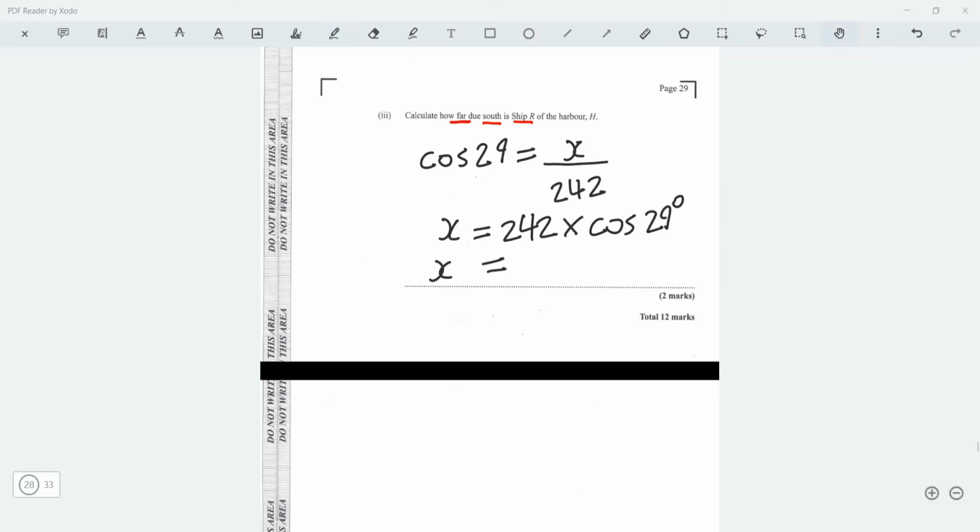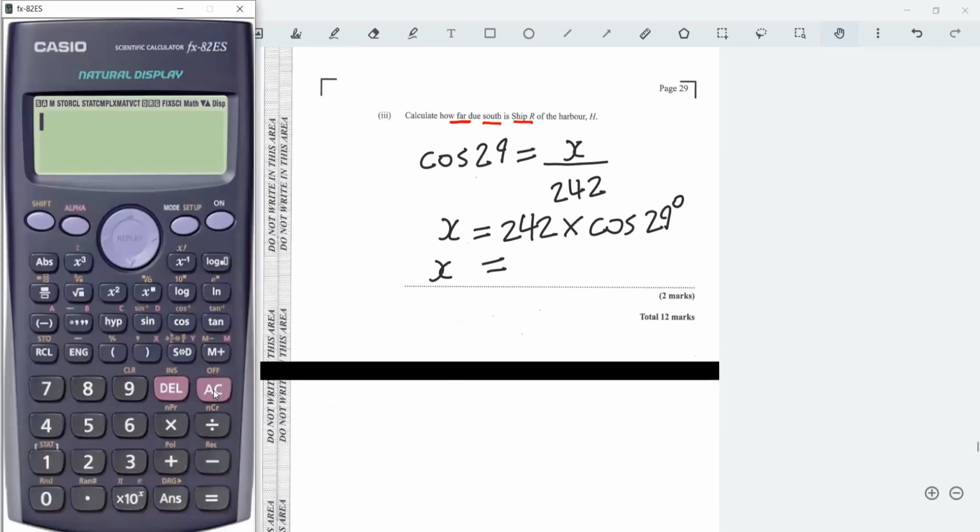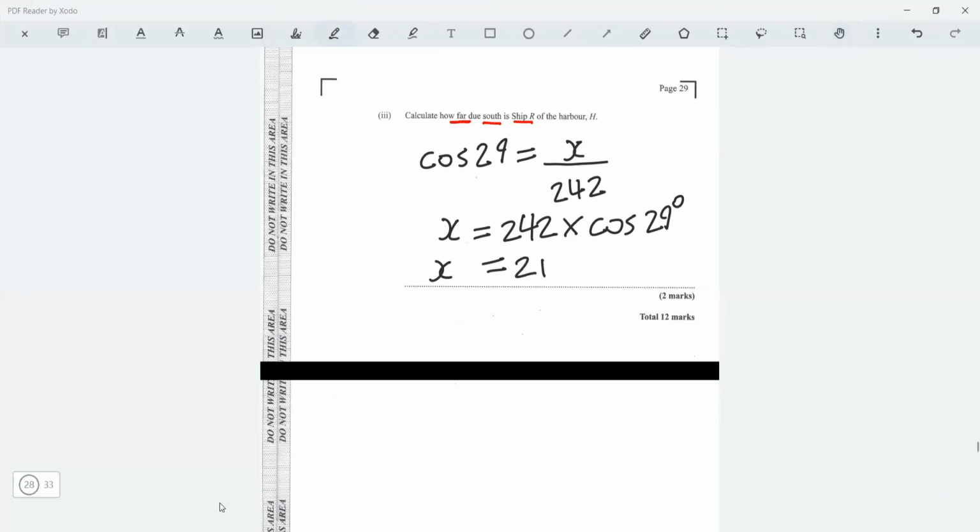So let's punch it in our calculator: 242 multiplied by the cosine of 29 degrees. That is 211.6 kilometers. That is how far south the ship is. 211.6 kilometers. Nice. And that takes care of question number 9.